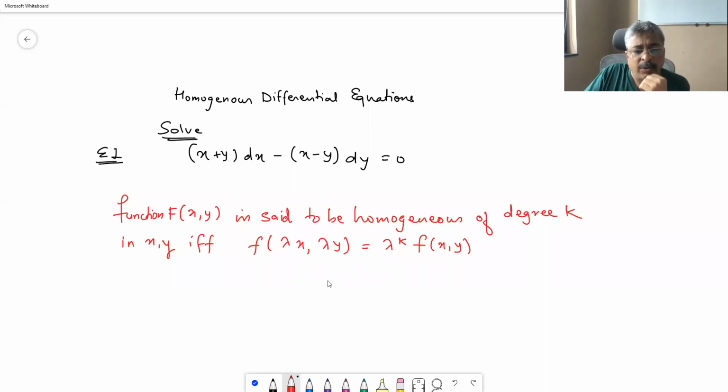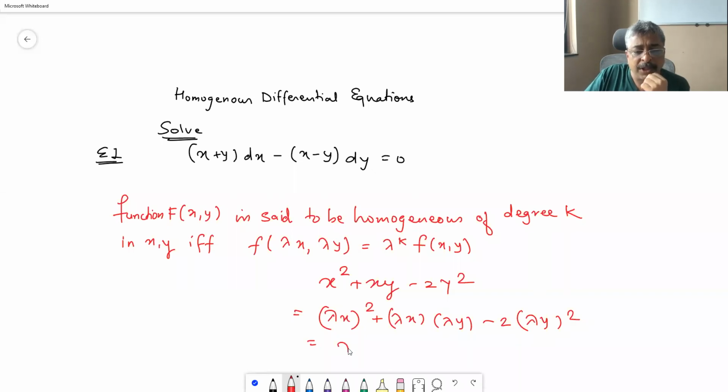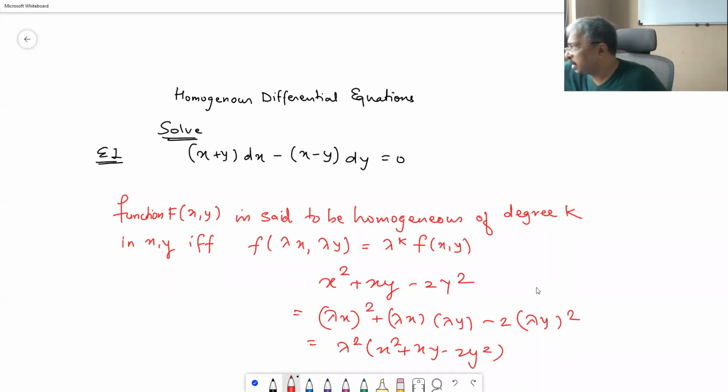For example, you have x square plus xy minus 2y square. Then you can substitute lambda x in place of x and lambda y in place of y: lambda x whole square plus lambda x into lambda y minus 2 times lambda y whole square, and you will end up getting lambda square times (x square plus xy minus 2y square). So this is the simple meaning of a homogeneous equation. It is true in general, nothing related to differential equations.